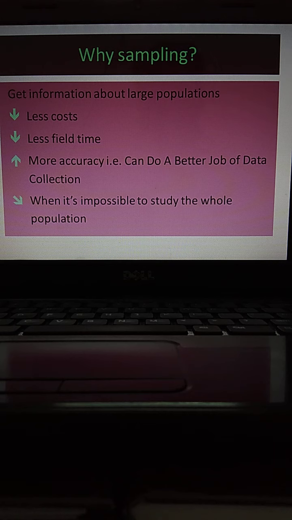And one more reason to go for sampling is when it's impossible to study the whole population. In a few kinds of research, it's very difficult to find the whole population. When it's impossible to identify the population itself, will it be possible to go for complete enumeration? Never. Then the best thing is to go for sampling. So these are the advantages of sampling: less cost, less field time, more accuracy, and when it is difficult to find the whole population.